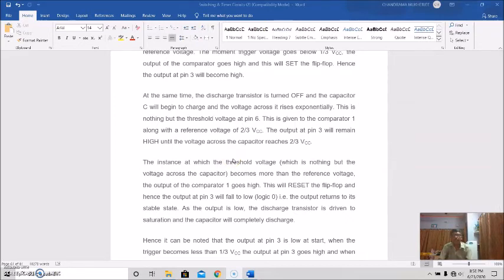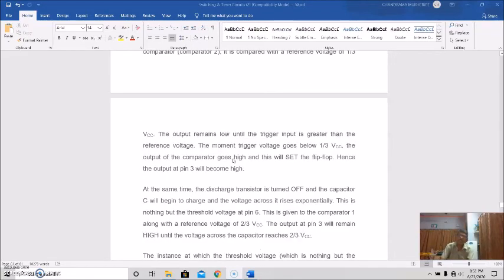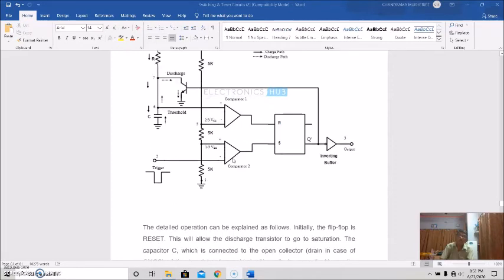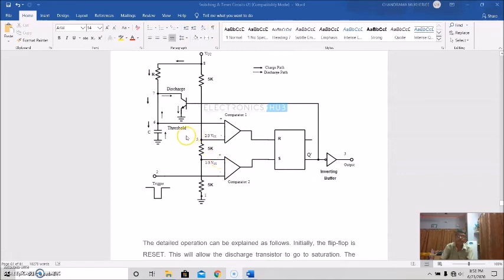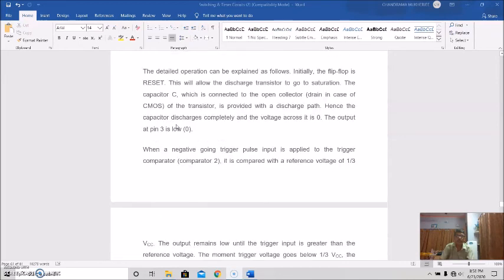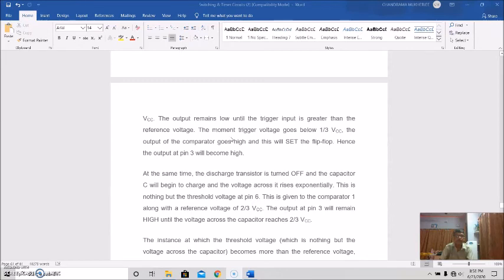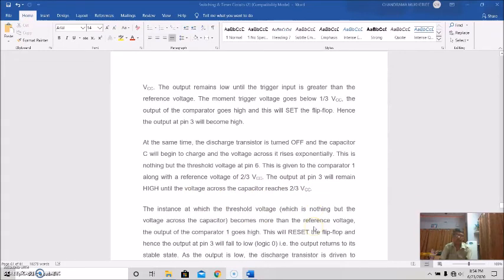This is nothing but the threshold voltage at pin 6. Actually, this voltage is the threshold voltage at pin 6. So this is given to comparator 1 along with a reference voltage of 2/3 of VCC, and the output at pin 3 will remain high until the voltage across the capacitor reaches 2/3 of the supply voltage VCC.